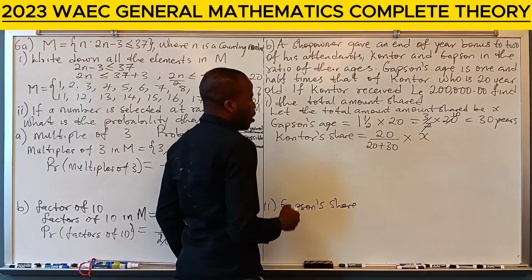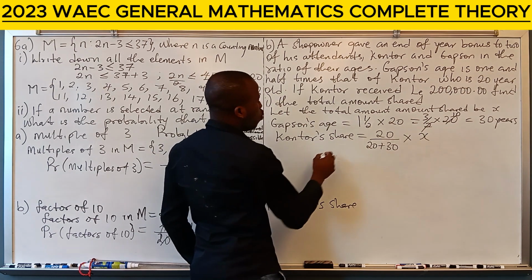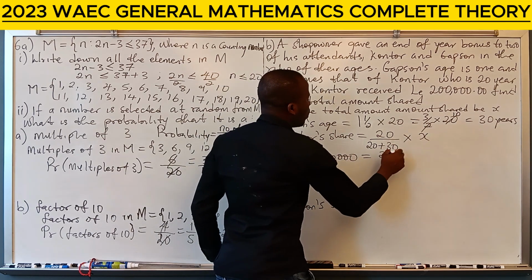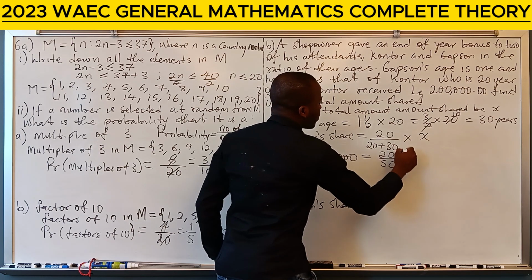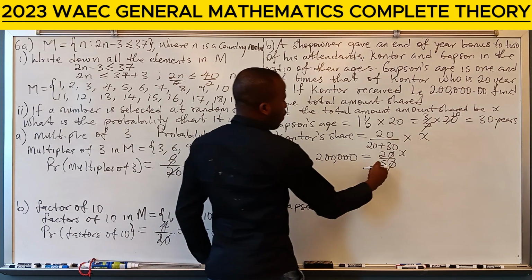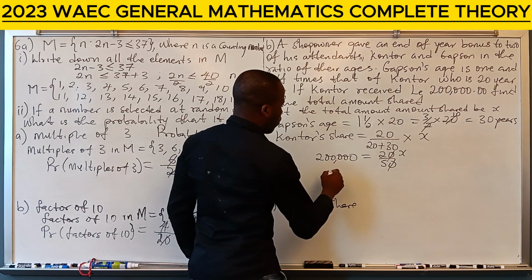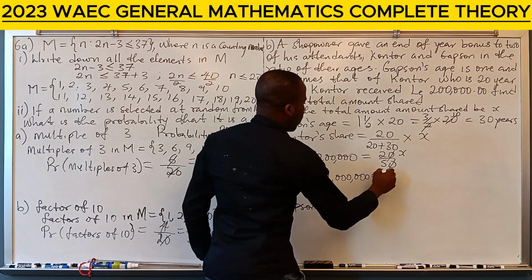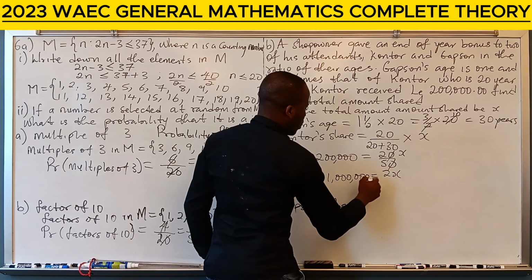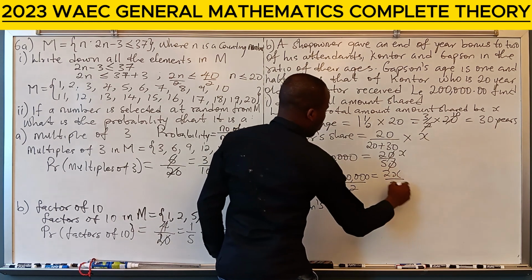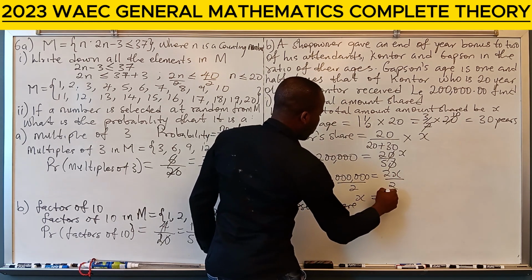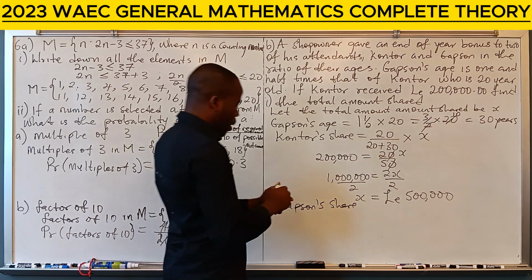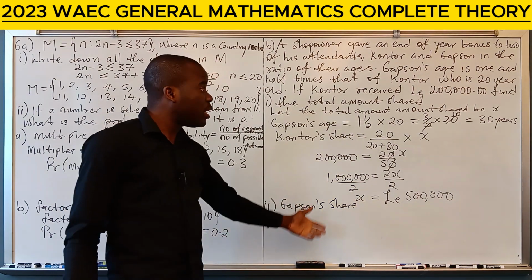That is Cantor's share. And we are told that Cantor's share is 200,000 Egyptian pounds. This is 20 over 50 times X. 0 can cancel 0. 5 times this will have 1 million Egyptian pounds equals 2x. So that when we divide by 2, we'll have that x is 500,000 Egyptian pounds.